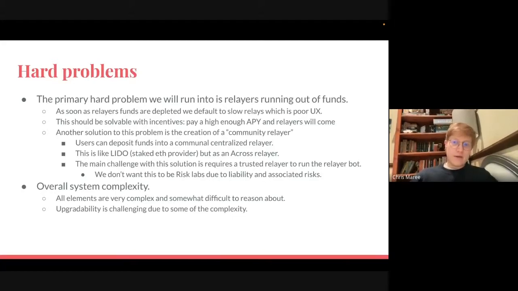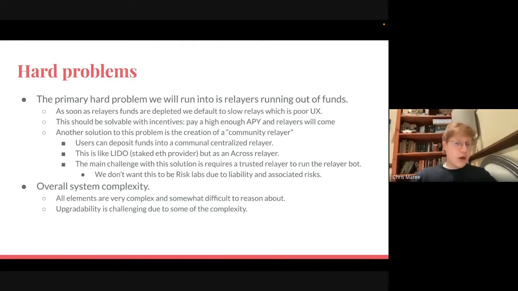The first hard problem that I've already identified is that we are going to run out of relayer money. This is going to happen if we have any kind of meaningful demand. The reason this whole design works so well and is so efficient is that all we have done is moved the capital requirements and the capital efficiency problems onto the relayers. So when the relayer runs out of money, we then have to slow relay, which is bad UX, or more relayers need to come online. You can have money in the pool, but if the relayers don't have money, then you can't actually have the benefits of a system like Across, where you have near instant transfers.